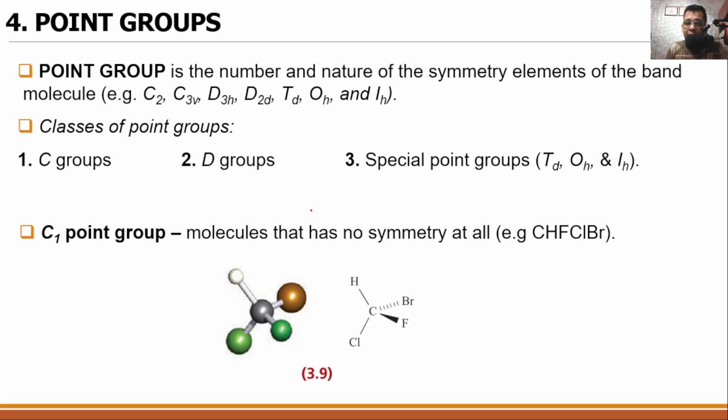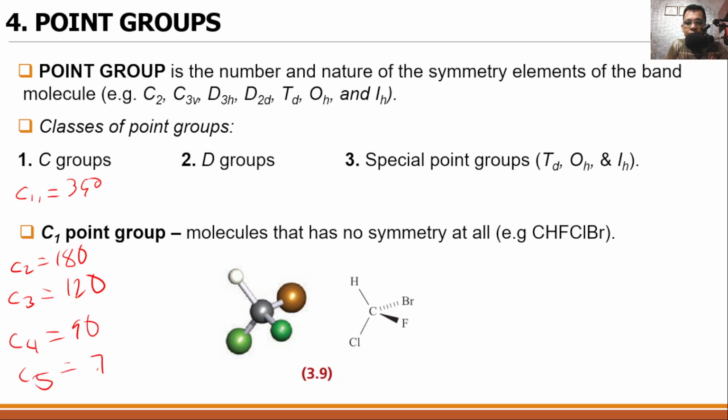Yung mga principal axis natin. We have, as we discussed earlier, C1 for 360 degrees, C2 for 180 degree rotation, C3 for 120, C4 for 90 degrees, C5 for 72 degrees, and C6 is for 60 degrees. In short, meron tayong formula na N is equal to 360 degrees over the angle, and N is Cn. Alright?